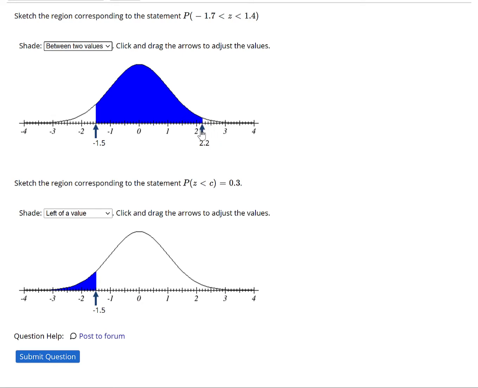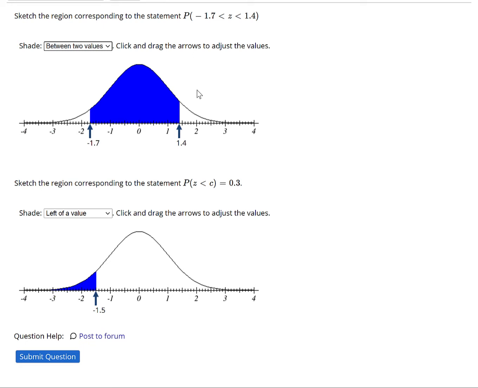And that gives me two different sliders that I can adjust z-scores for. Now, I want the probability that z is between negative 1.7, so my lower z is going to be negative 1.7, and the upper z is going to be 1.4. So this shaded region in blue would be the total amount of area underneath the standard normal distribution curve between those two values.